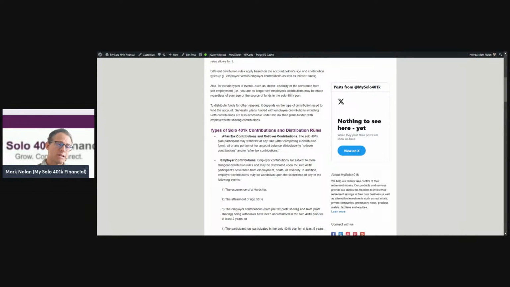You, of course, are going to have to pay federal taxes, depending on your state of residence, state taxes, and that 10% penalty. So it's not ideal to make a distribution from your pre-tax solo 401k if you can keep doing so.